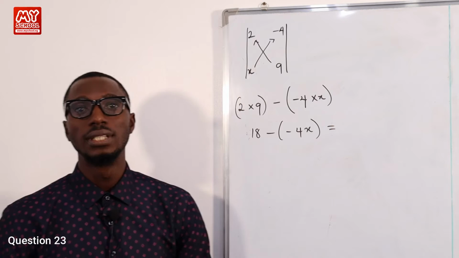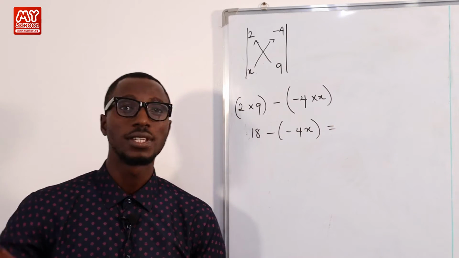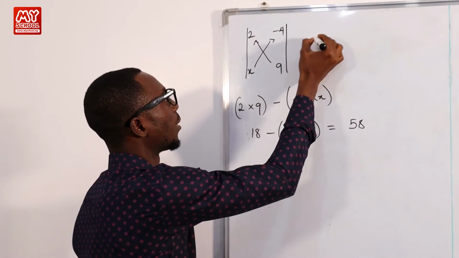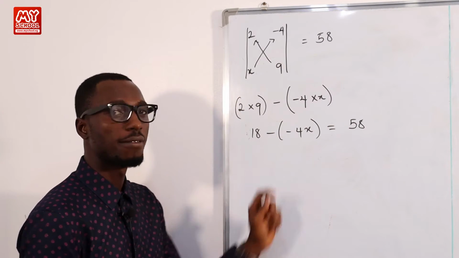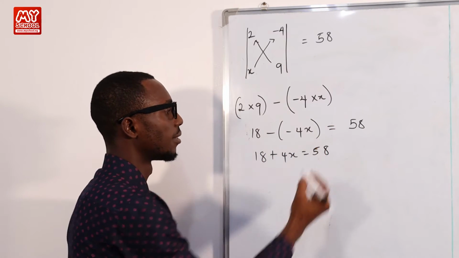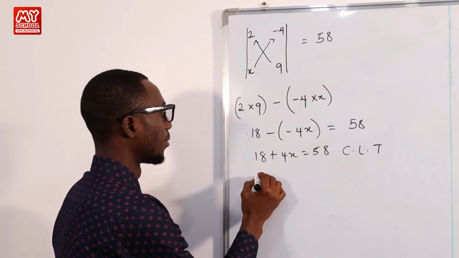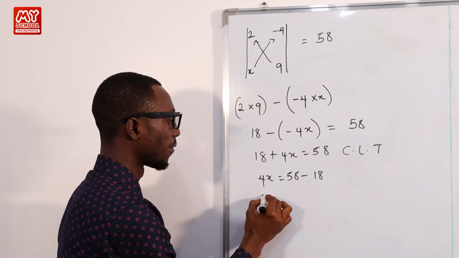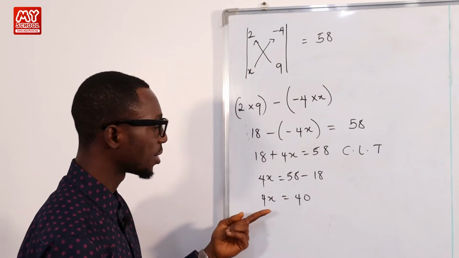So recall that from the question, we are given the matrix, the square matrix, equals 58. So we can impute the value here, equals 58. So minus times minus, we have plus, equals 58. At this point, we can collect like terms. 4x equals 58 minus 18. 4x equals 40. Divide both sides by the coefficient of x, which is 4.